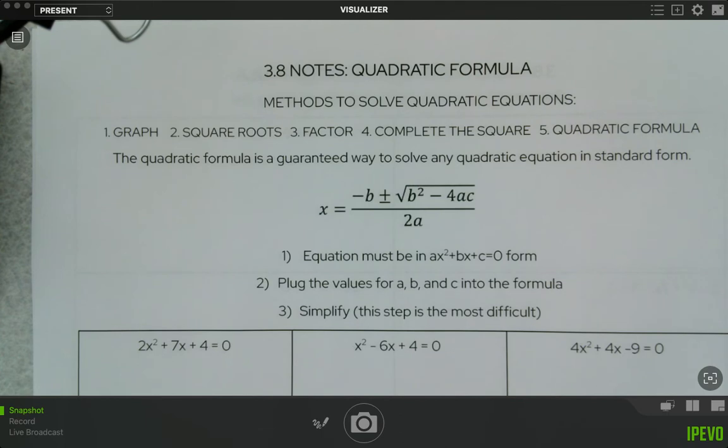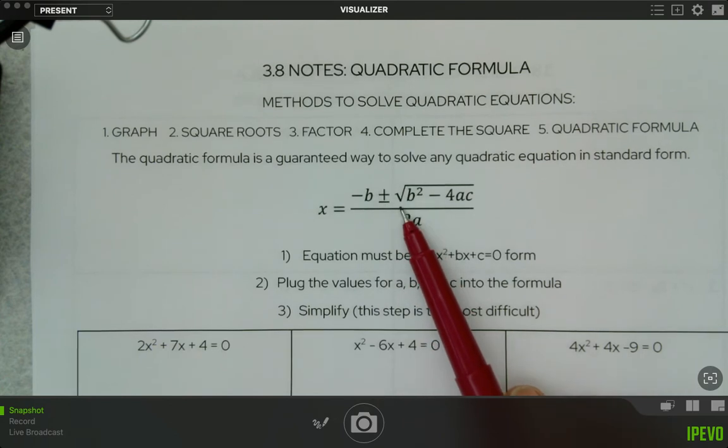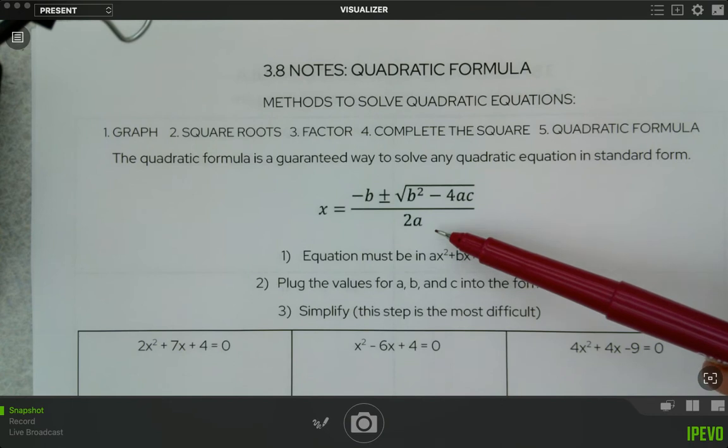It puts it to the tune of Pop Goes the Weasel, and it kind of goes like this. X equals the opposite of b plus or minus the square root of b squared minus 4ac all over 2a.